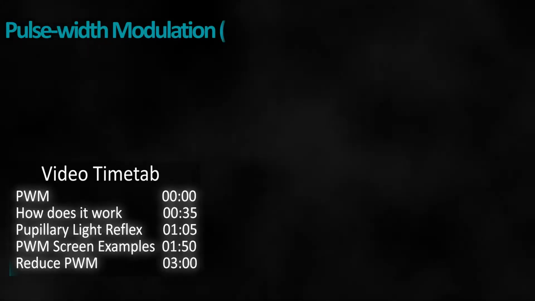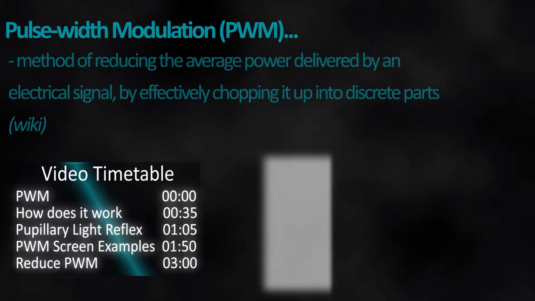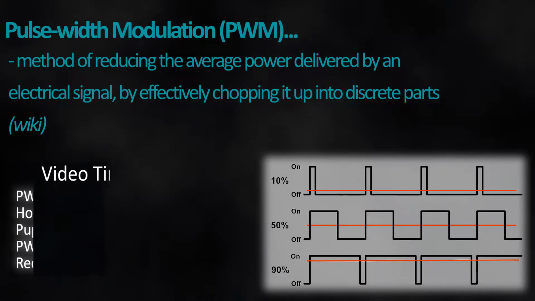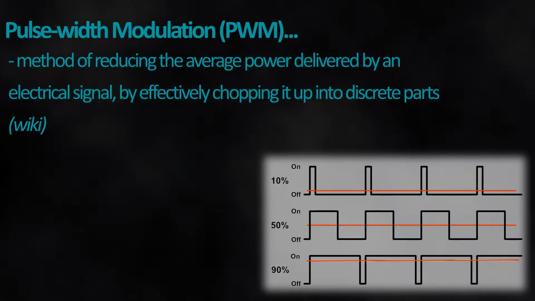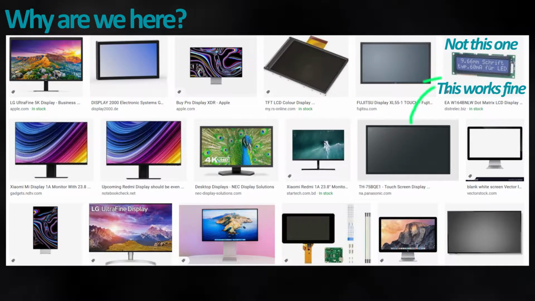Here's a tiny issue I'd like to talk about. Pulse width modulation, or PWM, as Wikipedia would say, is a method of reducing the average power delivered by an electrical signal by effectively chopping it up into discrete parts. Better said, turning the device on and off really fast. So, what does that have to do with this channel? Displays. Well, most of them anyway.